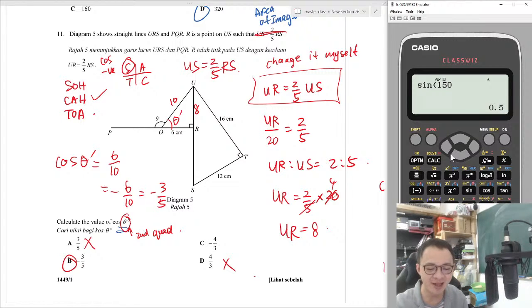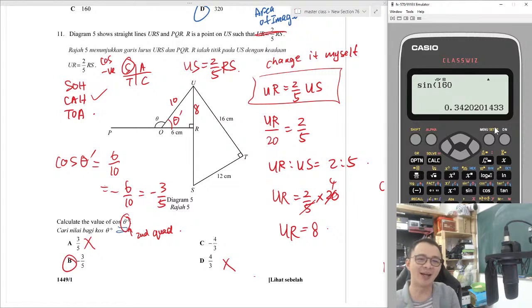You might say, sir, maybe you memorized this information. Okay, let's say I try sine 20, 342. Then I try sine 160. So I minus it, go to 160, and realize it's 342 as well. So whenever both angles added together are 180, I can borrow.